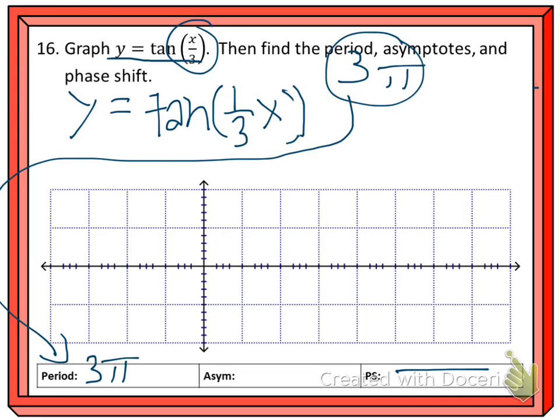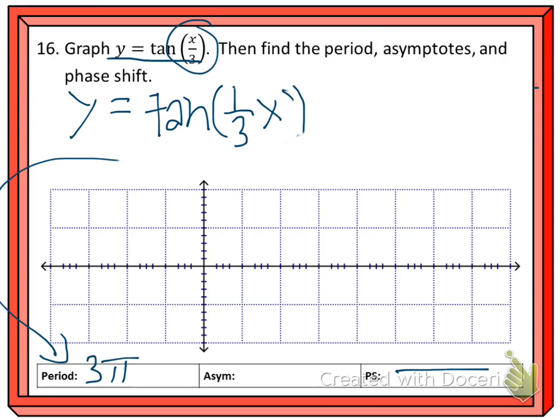Okay, the asymptotes. Let me make this bigger. I'm going to erase this because I hope you understand that, or you can go over it again, or rewind. For the asymptotes, let's just graph this with 3 pi, and then I'll explain the asymptotes.